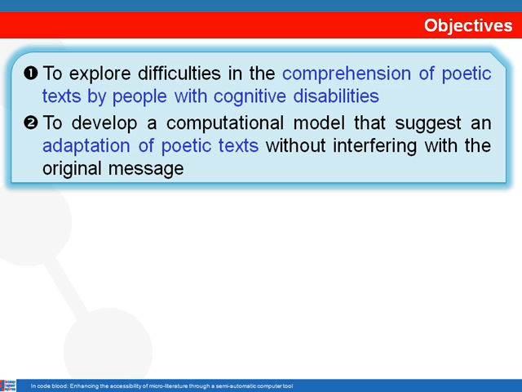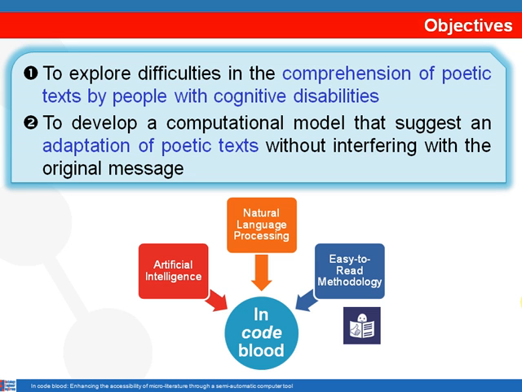In this context, our project, In Code Blood, has two specific goals. The first one, to know which are the main difficulties people with cognitive disabilities find when reading poetic texts, and the second one refers to developing an application that suggests a set of adaptations to those poetic texts that are not according to the easy-to-read methodology. For achieving these objectives, we mainly base on artificial intelligence methods and techniques, especially those related to natural language processing, in order to analyze and adapt poetic texts with respect to the easy-to-read methodology.